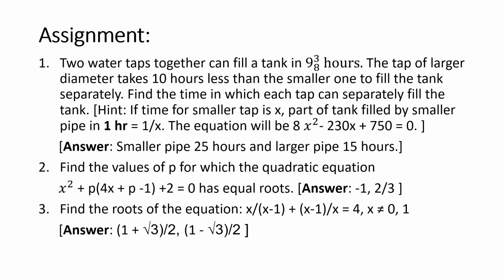Second one: find the values of p for which the quadratic equation x square plus p into 4x plus p minus 1 plus 2 has equal roots. Equal roots means the value of discriminant D will be equal to 0, and the answer is minus 1 and 2/3. Third: find the roots of the equation x upon x minus 1 plus x minus 1 upon x is equal to 4. And the answer is the roots are 1 plus root 3/2 and 1 minus root 3/2.